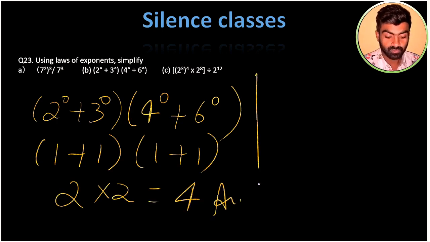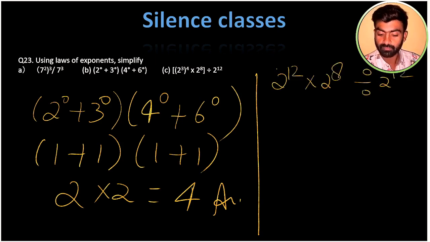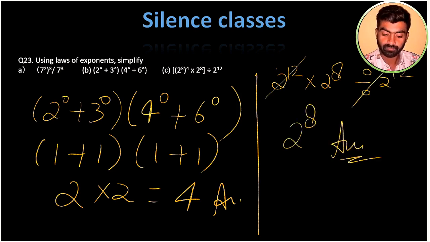Questions are very easy. Now let's do the third part. I'll just open the bracket, this one. 4 to the power 4, 3 are 12, which means 2 to the power 12 multiplied by 2 to the power 8 divided by 2 to the power 12. So from 2 to the power 12 and 2 to the power 12, we can cut directly, and 2 to the power 8 is the answer.